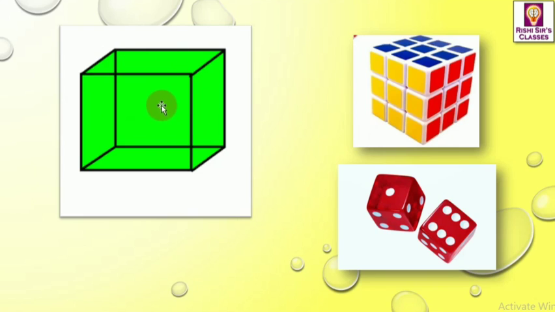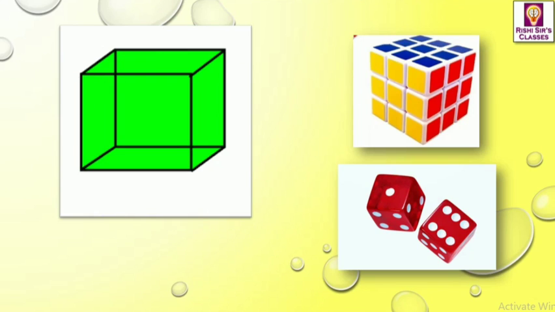This one is a cube. Cube is basically a special type of cuboid in which all the sides are equal. So we can say L, B, H all are equal, that we are assuming as A in a cuboid. Real life examples are the very famous Rubik's Cube and dice. The main thing is all the sides should be equal. That is a cube.